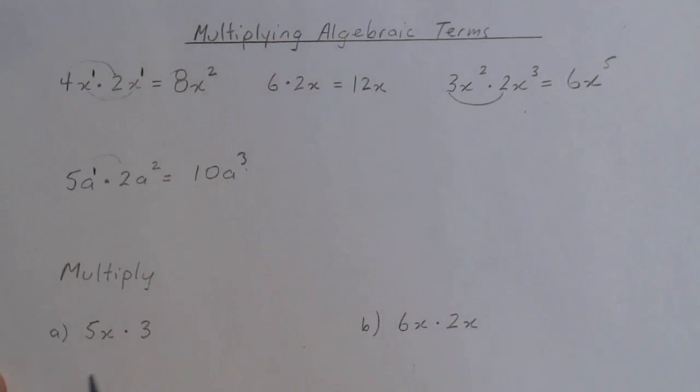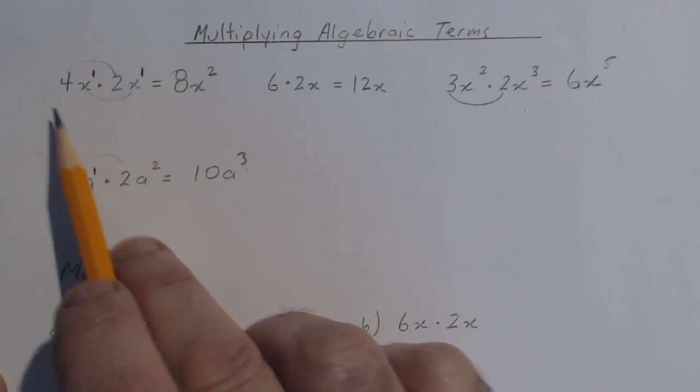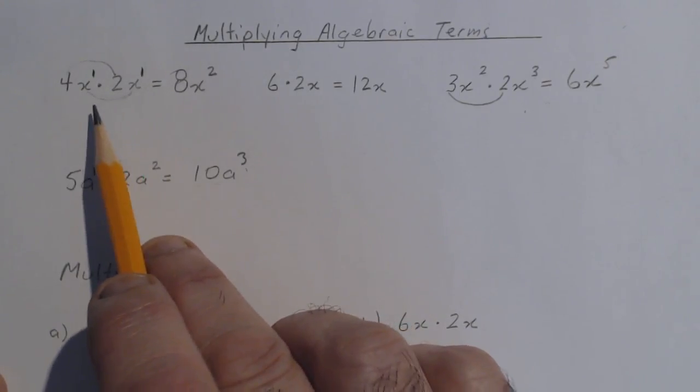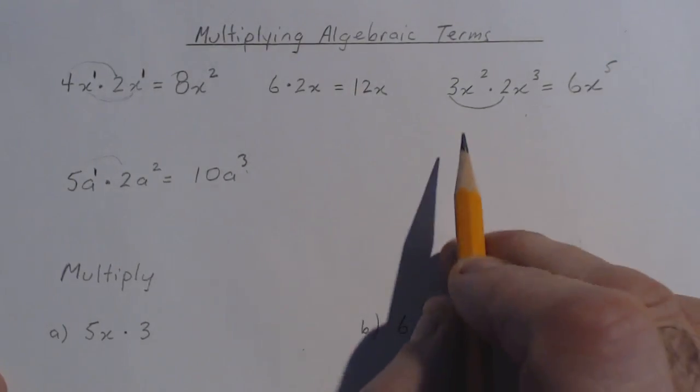So when you multiply algebraic terms, all you do is multiply the coefficients, that's the constant in front of the variables, and then you multiply the variables together. But remember, when you're multiplying the variables, you must add the exponents. Now, why do we add the exponents? Well, let's just have a quick look here.